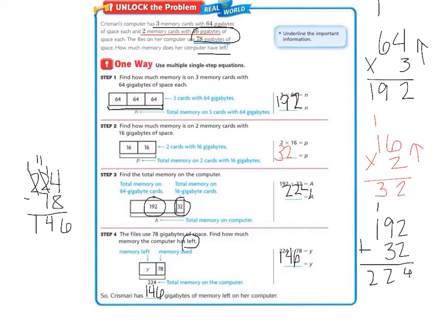Now if we look at our problem, this was step 1, step 2, step 3, step 4, all to get to one answer. That's what that means when we say solve multi-step problems.